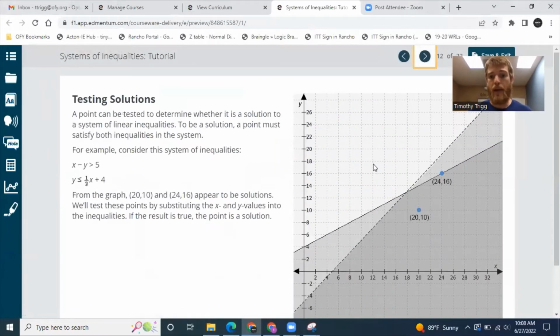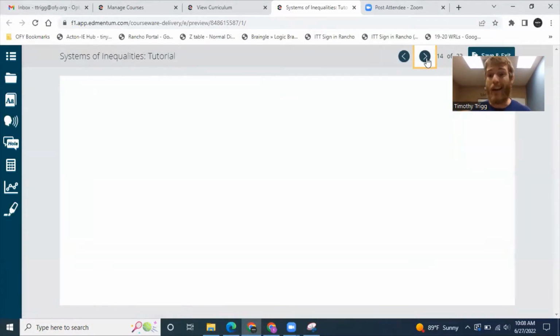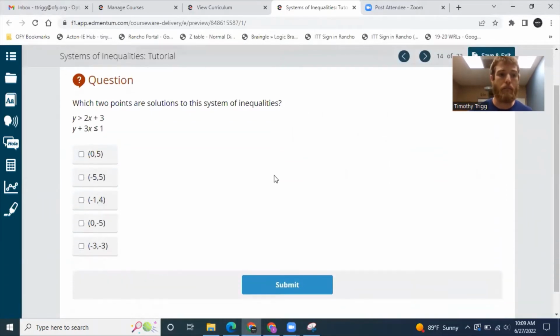Now, if that didn't make 100% complete sense, that's okay. Just keep following along, writing down everything I write, and I guarantee you it'll make a lot more sense. So here we have a system of inequalities. y is greater than 2x plus 3, and then y plus 3x is less than or equal to 1. Now, what we want to do is see which of these coordinate points would be part of the solution set. So which of these coordinate points would be in the double shaded region?